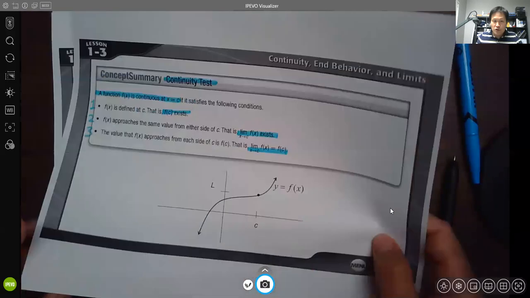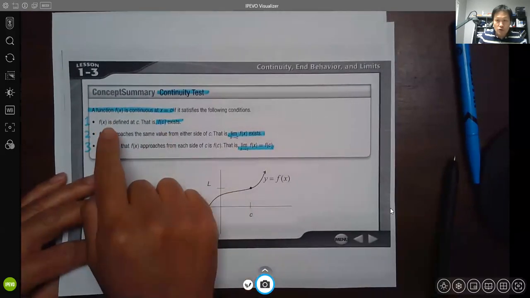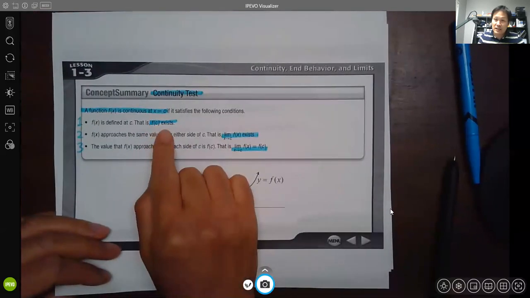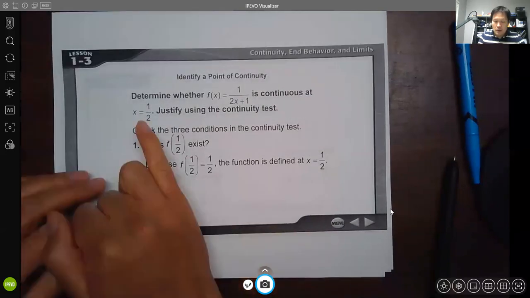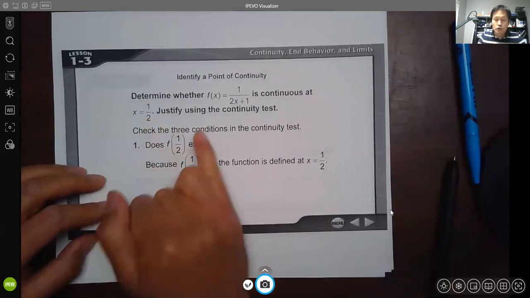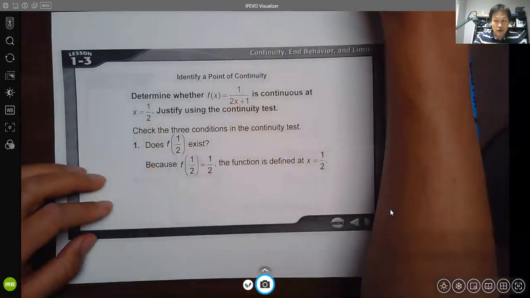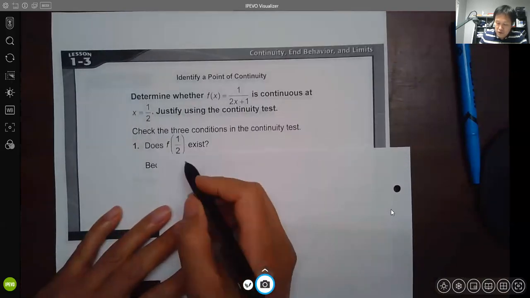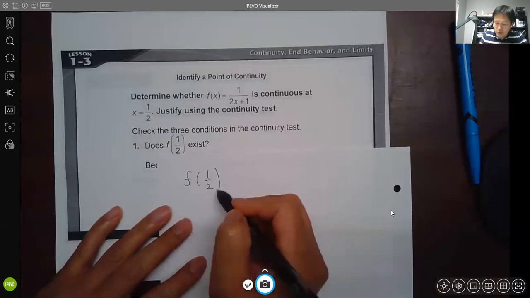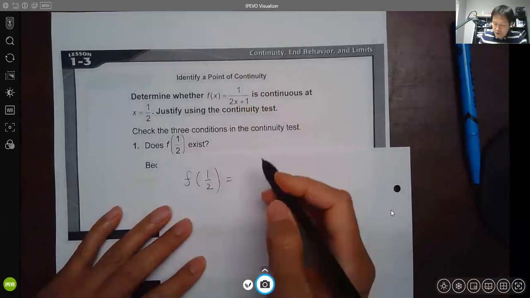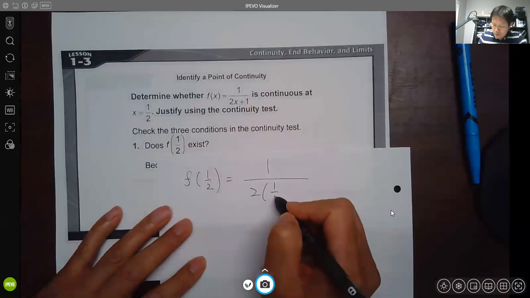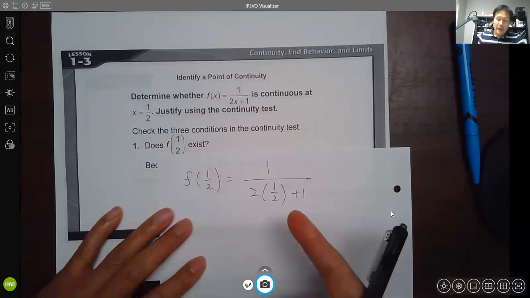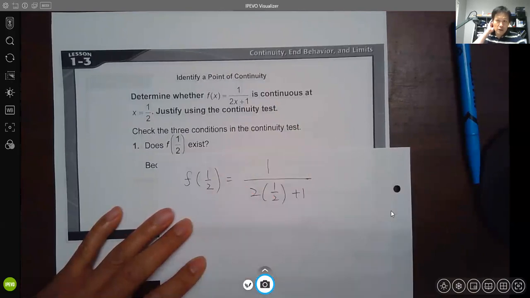Do you remember the continuity test is condition 1, 2, 3? You have to show that. So how do you show f of c exists? Plug it in. Plug in 1 over 2 for the value of x. If you have a graphing calculator, definitely take advantage of it. First condition, f of 1 over 2: plug it in wherever x appears, then put that into the calculator and you will get the answer.